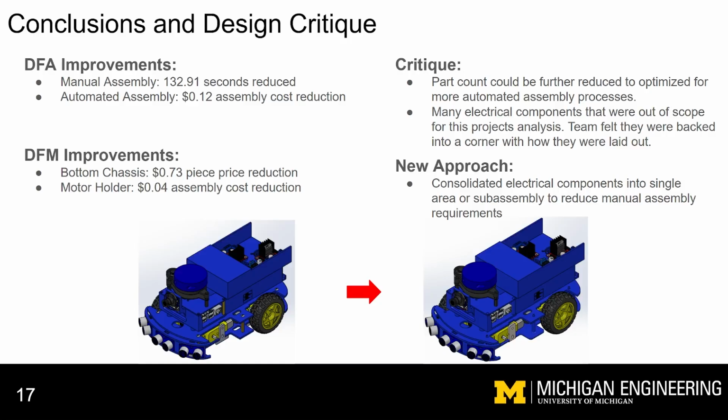Some critiques for the RC car design is that we could have reduced the part count further to optimize the automated assembly process more, but most notably, a lot of the electrical components were out of scope for this project analysis, so the team felt backed into a corner of how they were laid out. If we were to start over again, we would have grouped all the electrical components into a single compartment or a sub-assembly to reduce the manual assembly requirements.